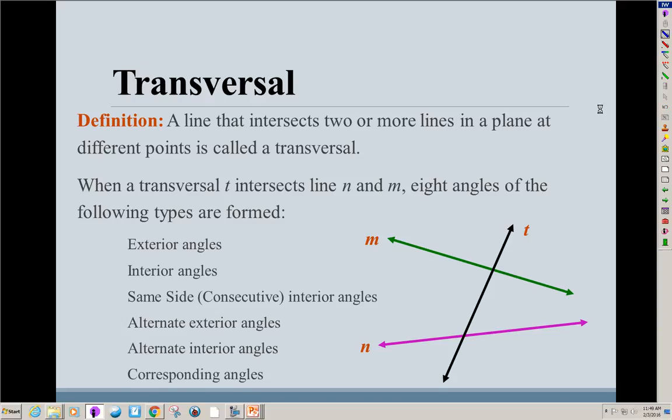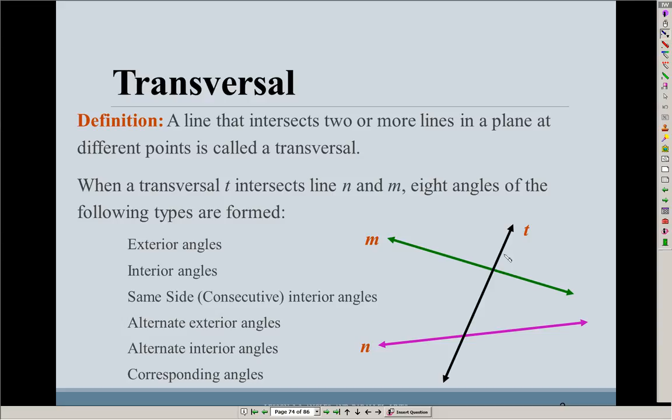Corresponding angles are in the same position. If you look at each of these sets of 4, top left, those are corresponding. Top right, corresponding. Bottom right, corresponding. Bottom left, corresponding. So there's 4 pairs of corresponding angles.